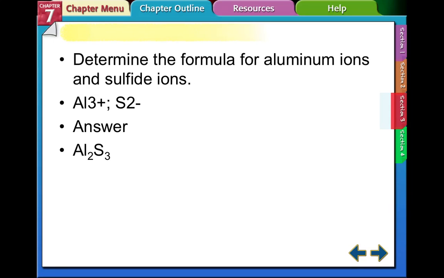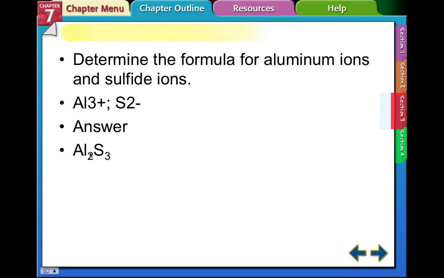Okay, more practice here. Determine the formula for aluminum ions and sulfide ions. We know that aluminum has a +3 and sulfide has a -2. Remember, our oxidation numbers need to balance across, so I always look at it like a least common denominator. It's easiest if you just multiply these two. So 3 times 2 is going to give you 6 positives. And -2 times 3 is going to give you 6 negatives.